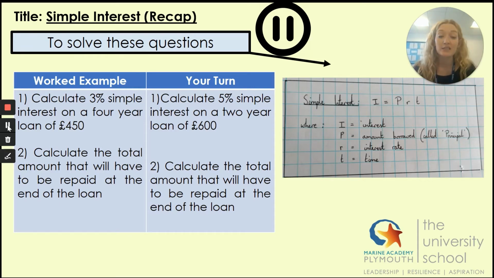If you need to do this in more detail, watch the video that I mentioned earlier, the week 1, level 2, lesson 2 video. So the level 2 second video from the week commencing 15th of June, if you need to see this in more detail. Okay, so off you go, pausing it now.